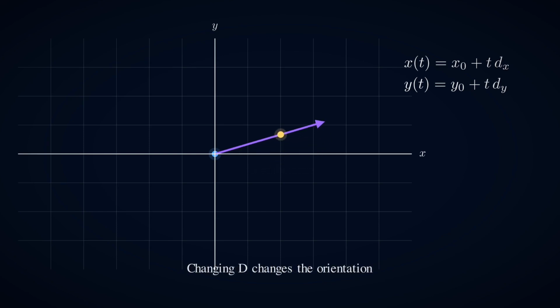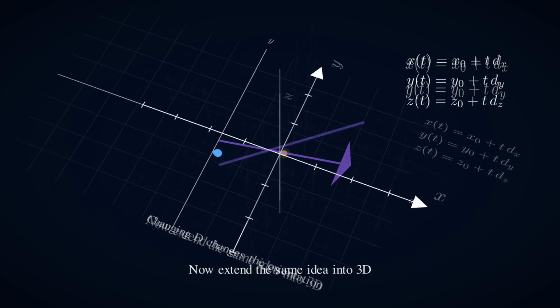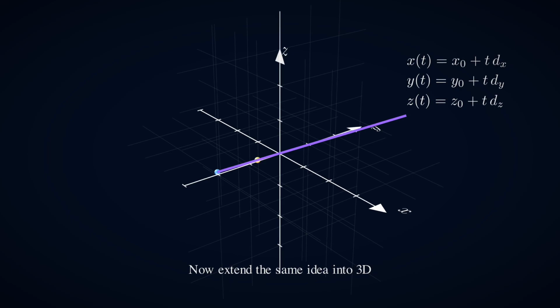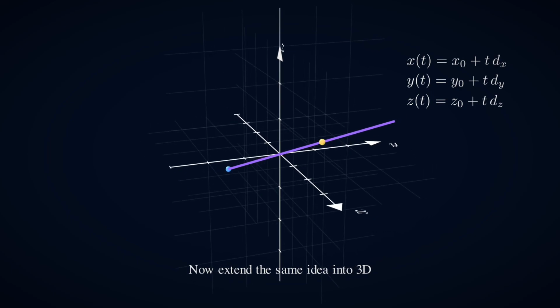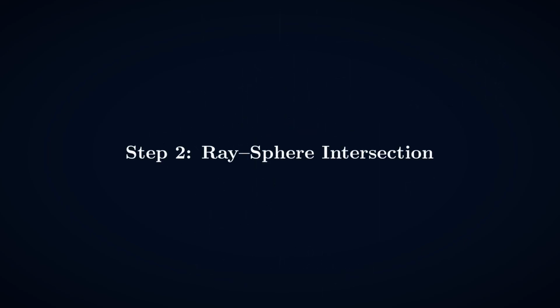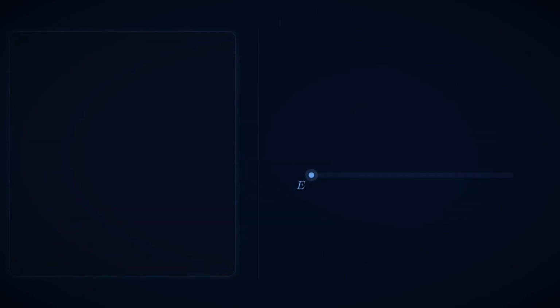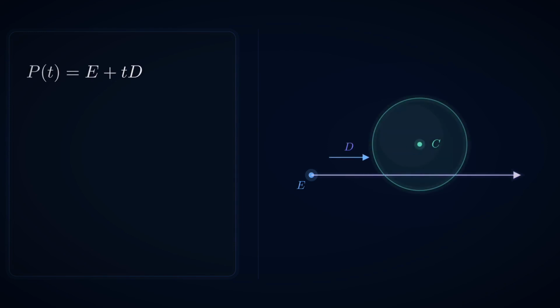Changing D rotates the ray, so the ray keeps the same form but points in a new direction. In 3 dimensions, x(t), y(t), and z(t) work together to describe that same motion through space. Step 2. Ray-sphere intersection. We begin with the ray starting at E and moving in direction D. That gives the parametric equation.